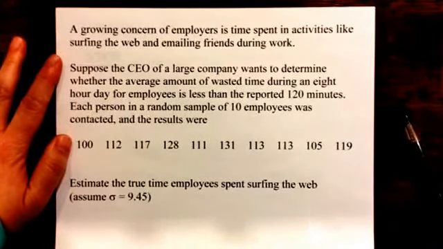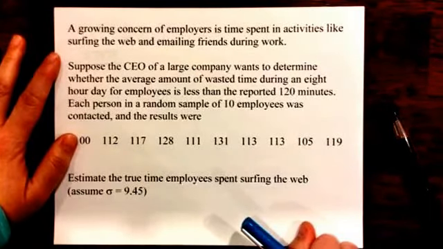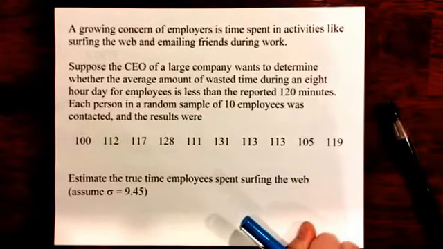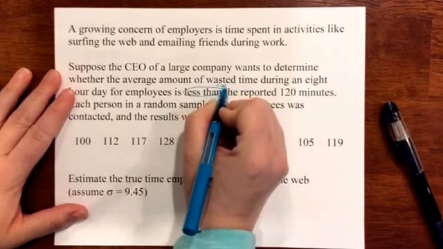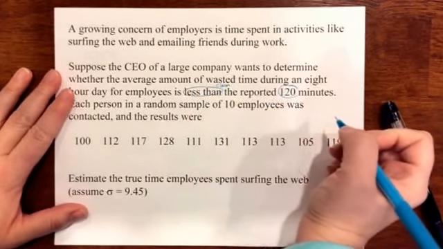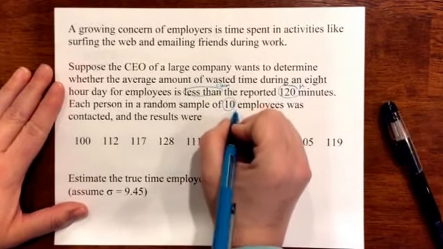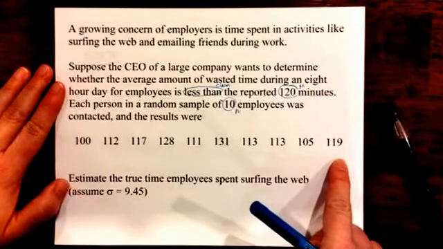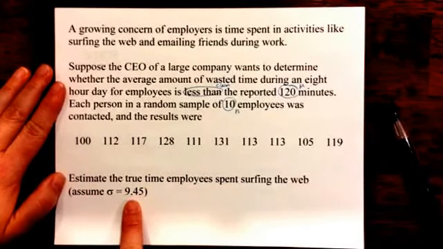All right, so here's an example. A growing concern of employers is time spent in activities like surfing the web and emailing friends during work. Suppose the CEO of a large company wants to determine whether the average amount of wasted time during an 8-hour day is less than 120 minutes. Each person in the random sample of 10 was contacted, and this is how much time they spent on the computer doing personal stuff. Estimate the true time employees spent surfing the web, with the assumption that sigma is 9.45.